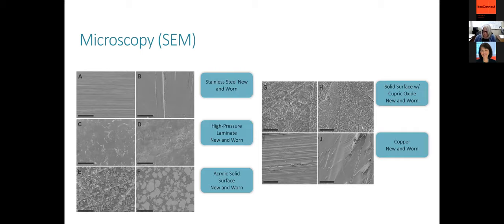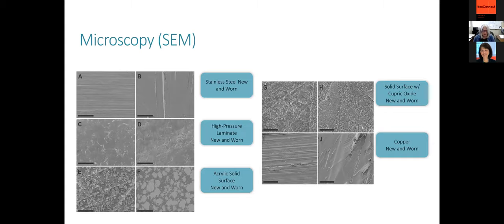And then the worn materials, the stainless steel and the solid surface with cupric oxide appeared smooth in the SEM and AFM. The surface of the acrylic polymer solid surface, high pressure laminate, and copper sheet appeared flaky. So now you're starting to get into these differences of, after they're worn, how do they behave and what is the material composition of that?